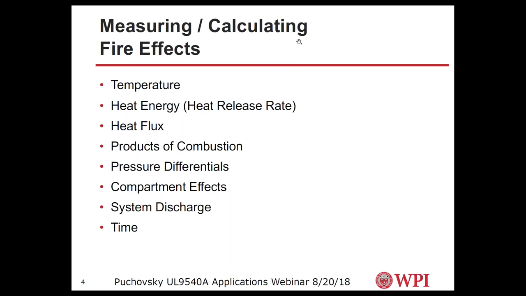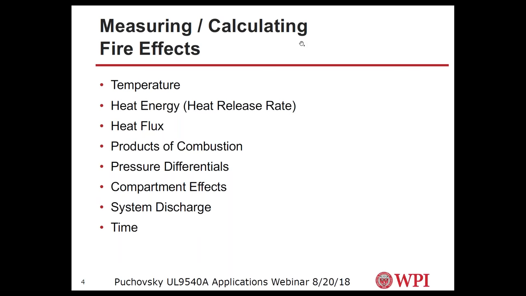What I have here is just a slide, and I want to first focus a bit upon fire and fire behavior before I get into the codes and the regulations. As a fire protection engineer, there are certain effects or factors that one would consider in fire behavior, and some of these are being captured by the UL test method, UL 9540A, among other test methods. When you look at a particular fire, things like temperature and heat release rate, or the energy release, become important. How much heat energy is that fire actually producing, and in what form?